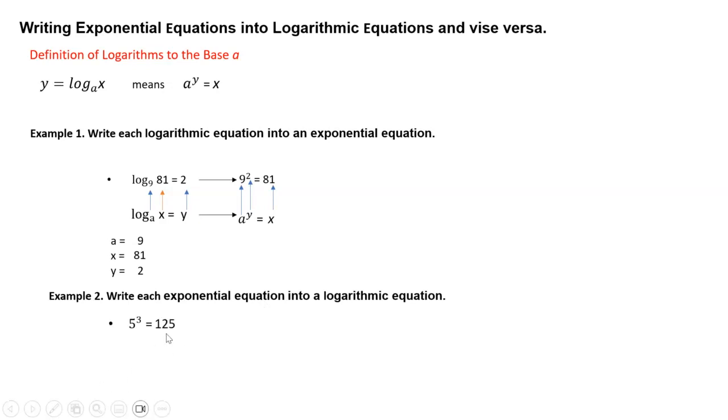So we have 5 cubed equals 125. So again, we have to know what the a is, what the y is, and what the x is. My a will be 5, my y will be 3, and my x will be 125. So it's going to be 3 equals log base 5 of 125, or log base 5 of 125 equals 3.